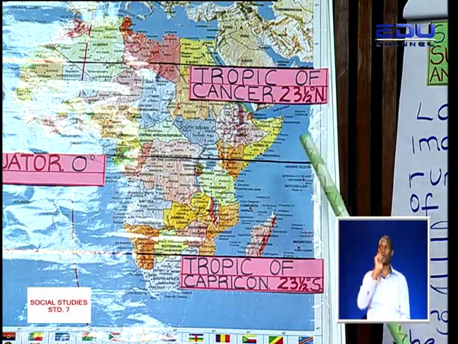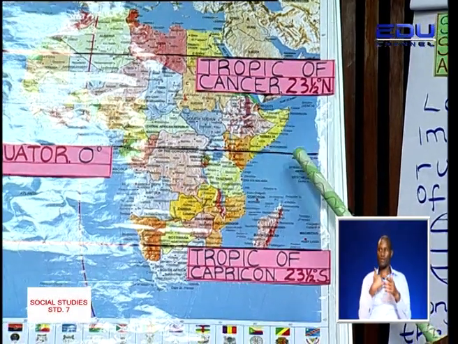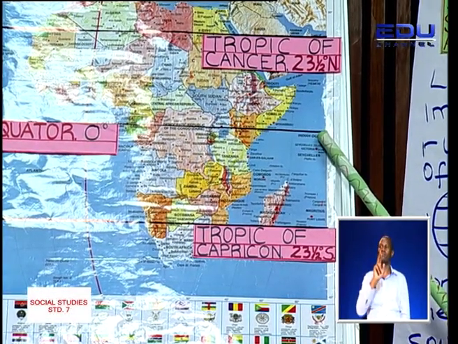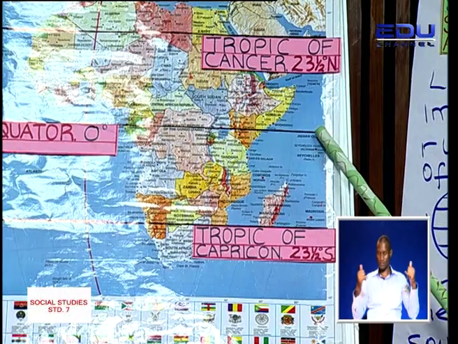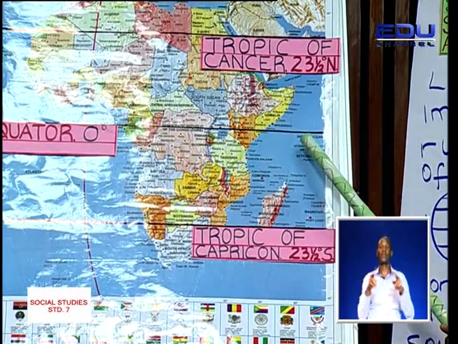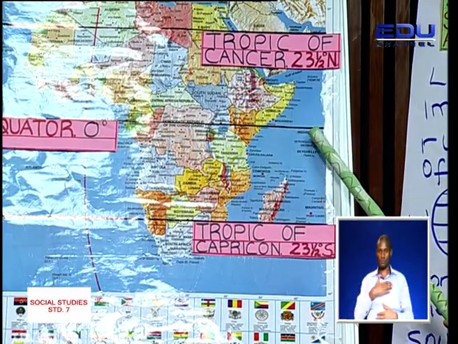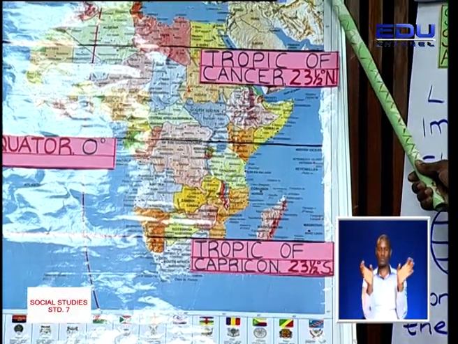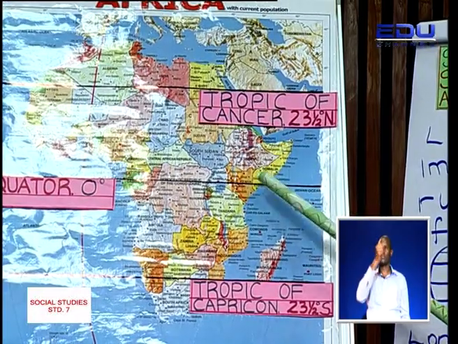Then we have the main line, the equator, another line of latitude. The equator is very important in our lives. It divides the world into two hemispheres, the northern hemisphere and the southern hemisphere.